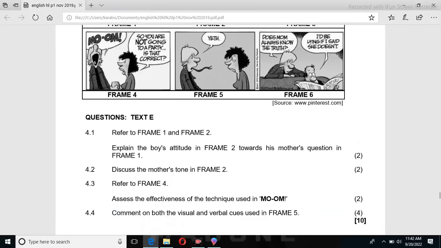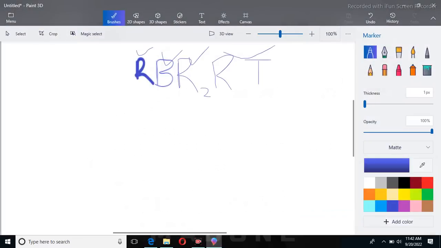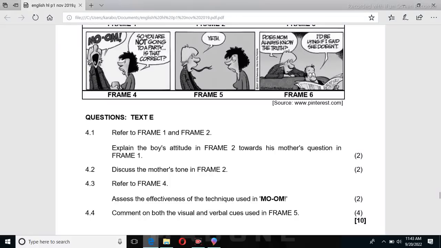What is commenting, guys, according to what we did in the comprehension? You still remember that when we're commenting, we must be able to do what? Think about commenting on Facebook. Think about commenting on Instagram, right? You must try and give your own personal view about a certain thing. Okay, guys? You must try and assess. So now listen to me. You are given this question, they say, comment on both the visual and verbal cues. So all you gotta do right here, it's simple. You are going to comment on the visual cues first, right?